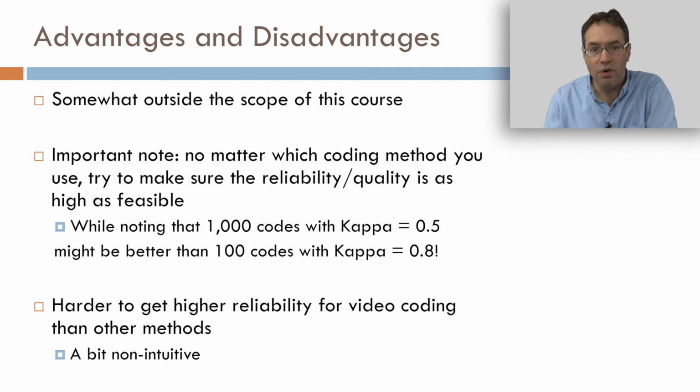Now, one other thing to note is that it can be harder to get high reliability for video coding than other methods. This might seem a bit non-intuitive because people tend to think it's video, you have it all to see. But in fact, issues of lighting, of camera resolution, of occlusion tend to make it significantly harder to get good inter-rater reliability for video than for field coding, for example.